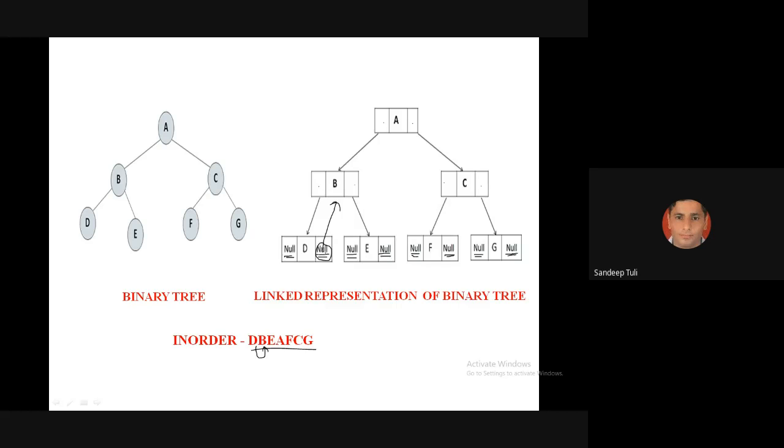It will not be null now. It will point to B. Okay. Now come on to the E. What is the in order successor of E? A. So E का right pointer will point to A node. What is the in order successor of F? C. So this will point to C.